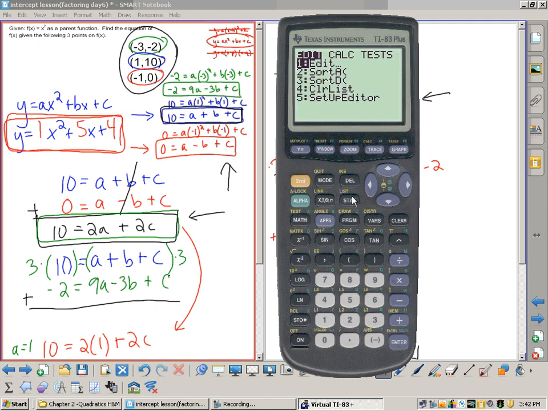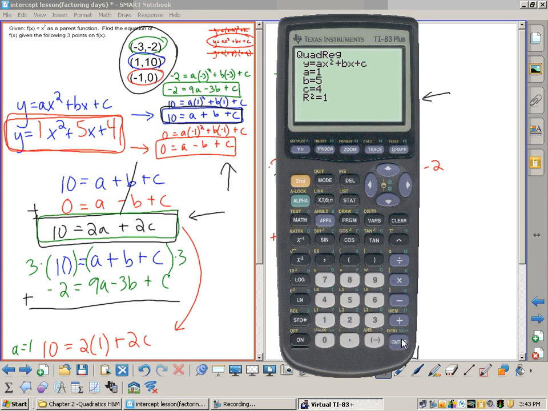Then what we're going to do is we're going to press stat, and we're going to go over to calc. Alright, so we are dealing with a quadratic function. So which one of these do you think that we're going to use? We are going to use quadratic regression. Regression just means it's going to find the quadratic line through those 3 points, okay? So we press enter, and you press enter again.